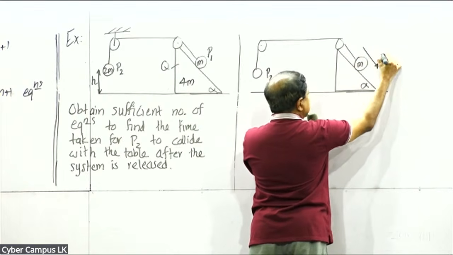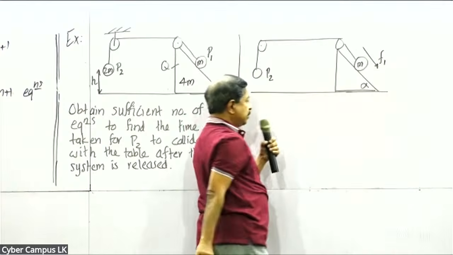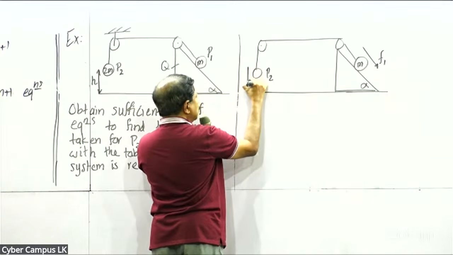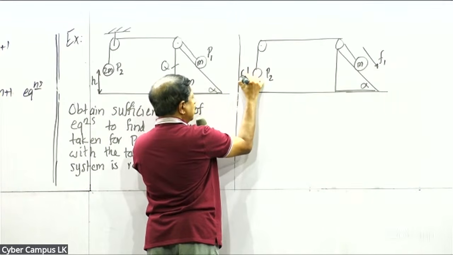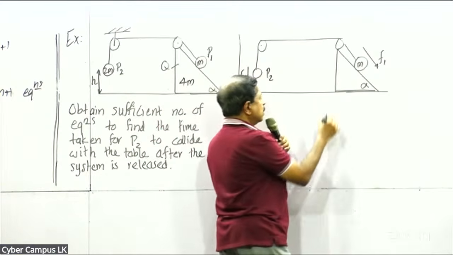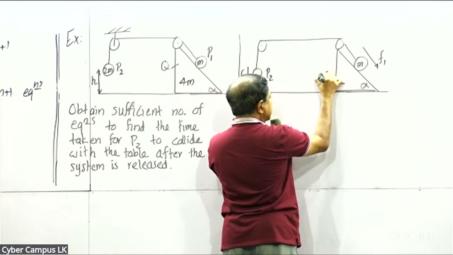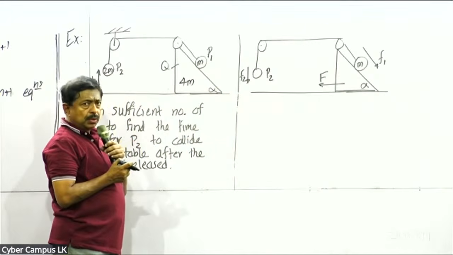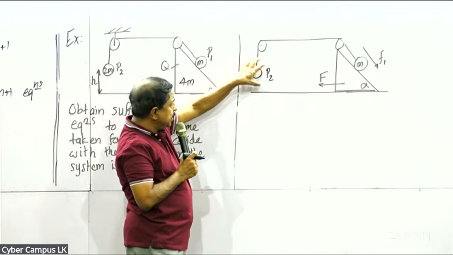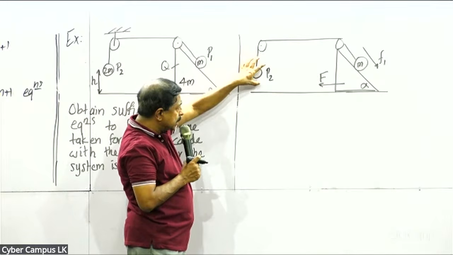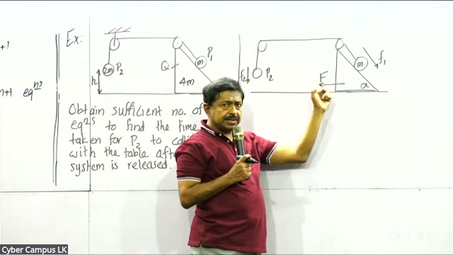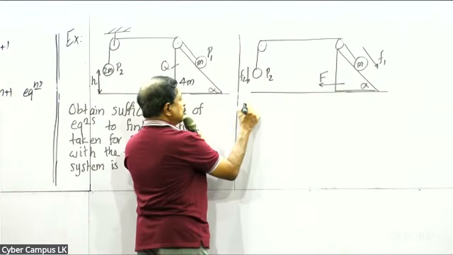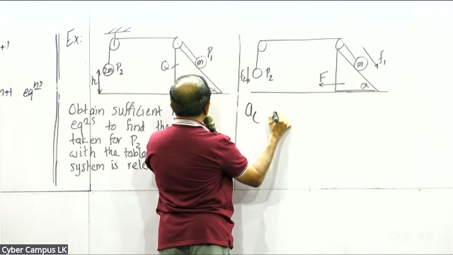I'll take this acceleration as F1. This is F2. This will definitely move in this direction. I'll take it as capital F. Now, this is purely an acceleration related to the Earth. This is also an acceleration related to the Earth. So we can first take care of this.